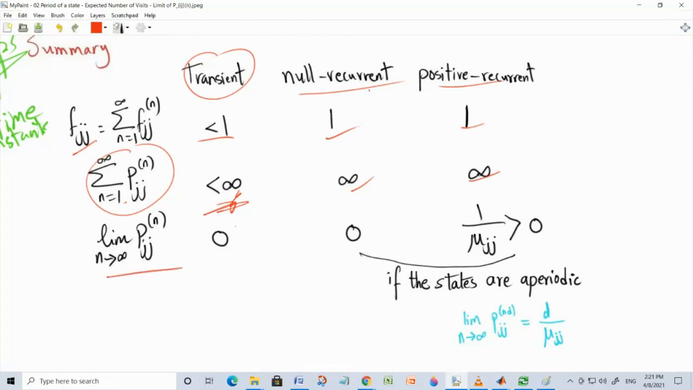What about this limit here? The limit is 0 for transient and null-recurrent states, and 1 over mu_jj for positive recurrent states. And this is if the states are aperiodic. If the states are periodic, then the limit of this sequence does not exist. You need to take the sequence in which you study the time instances n multiplied by the period. So here d is the period. And in that case, the limit is the period divided by mu_j. Any questions?